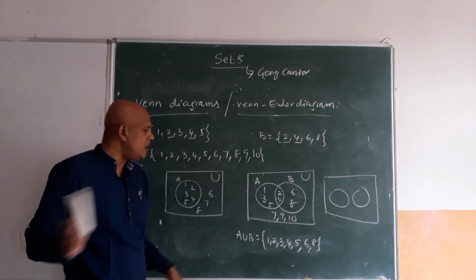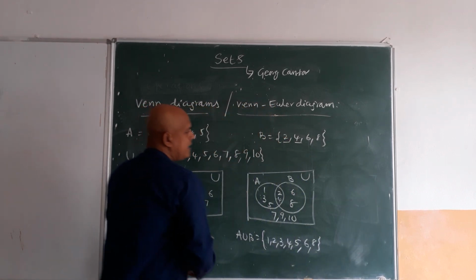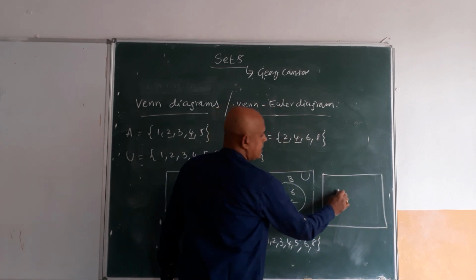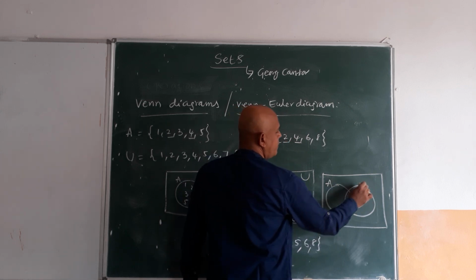This Venn diagram can also be written with the shaded part. Suppose the elements are not given, then how do we write A union B? When the elements are not given, how do we draw the Venn diagram of A union B?